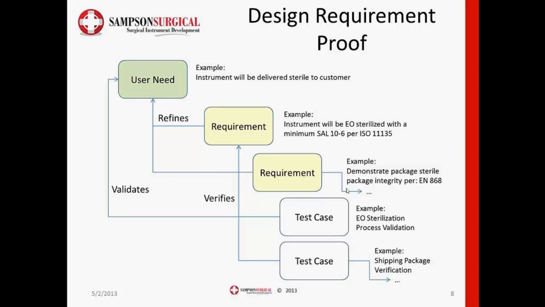I think it's been superseded, but you get the idea that we're trying to very specifically state not only what the requirement for the package is, but also what standard it would be tested against, so that it's easy for us to then loop around and make a test case. So a test case for the EO sterilization piece would be a sterilization validation test, so a process validation test. Or you might have a shipping package verification test to tie out the second requirement. So just to give you an idea of how this progression would work.